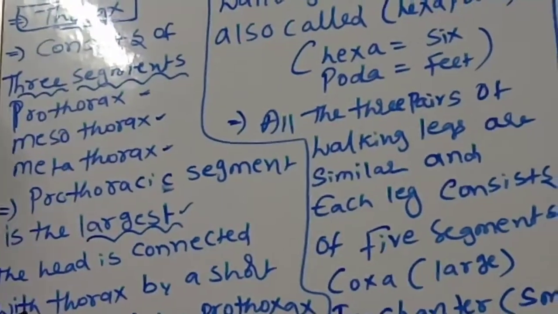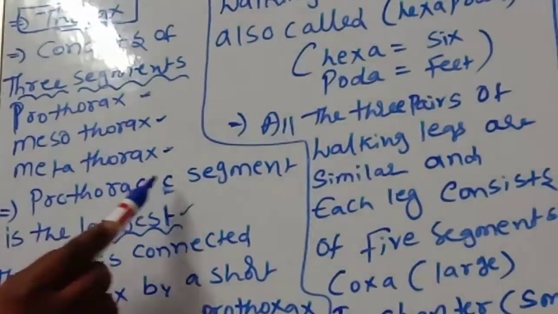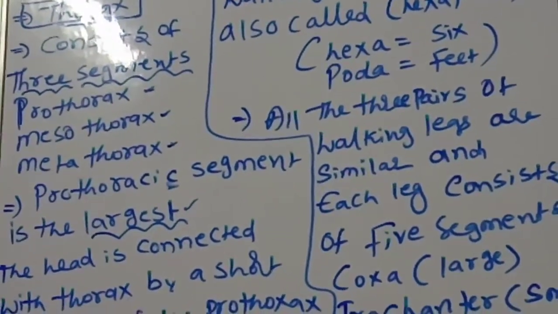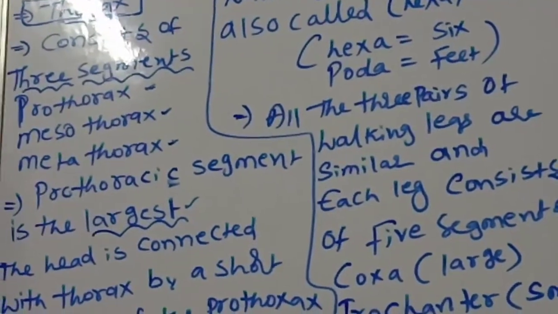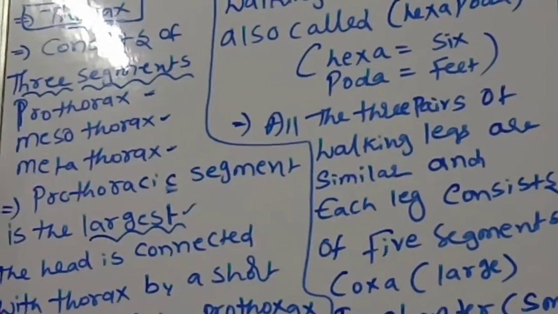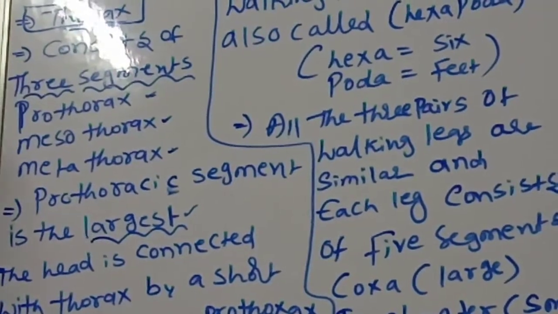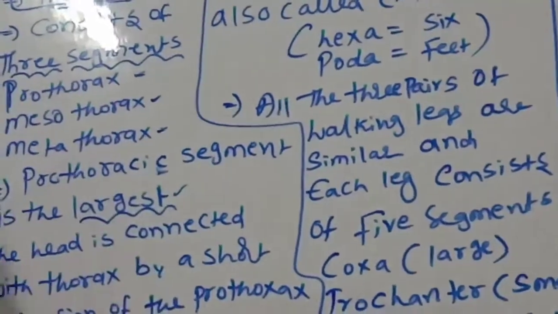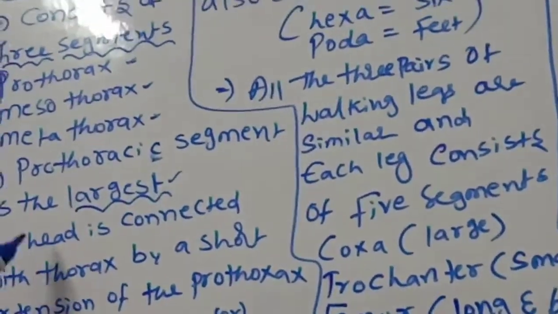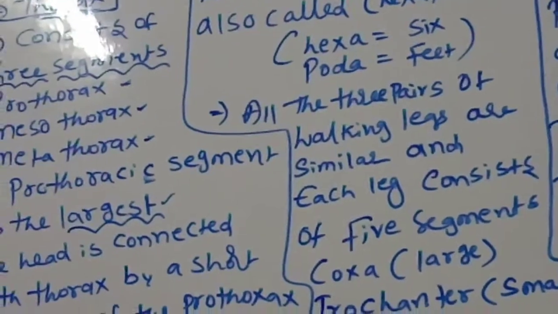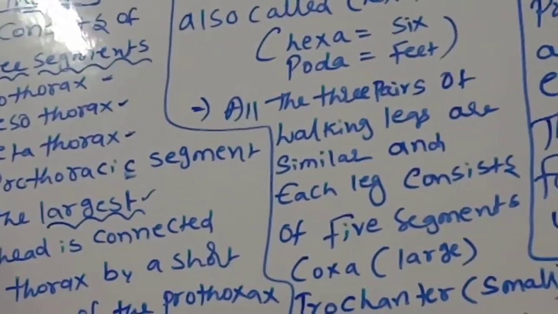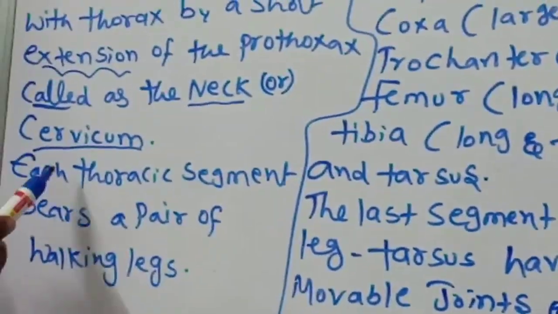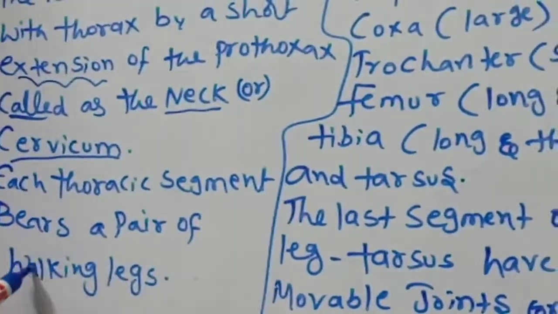The head is connected with the thorax by a short extension of the prothorax, called the neck or cervicum. Observe very carefully, the prothoracic segment is the largest. Each thoracic segment bears a pair of walking legs.